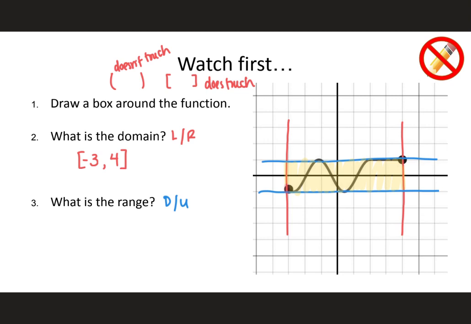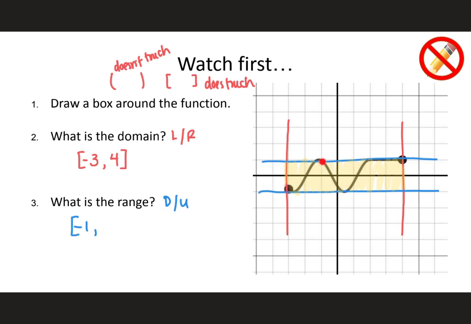Okay, we're going to do the same thing for range, but instead for range, we're looking down and up. So the lowest my graph goes is right here, and that's at -1. And for this, we are going to use a bracket because it does hit the graph at -1. It hits it at 2 points. It hits it here and it hits it here. So the lowest it goes is -1, and we're going to use a bracket.